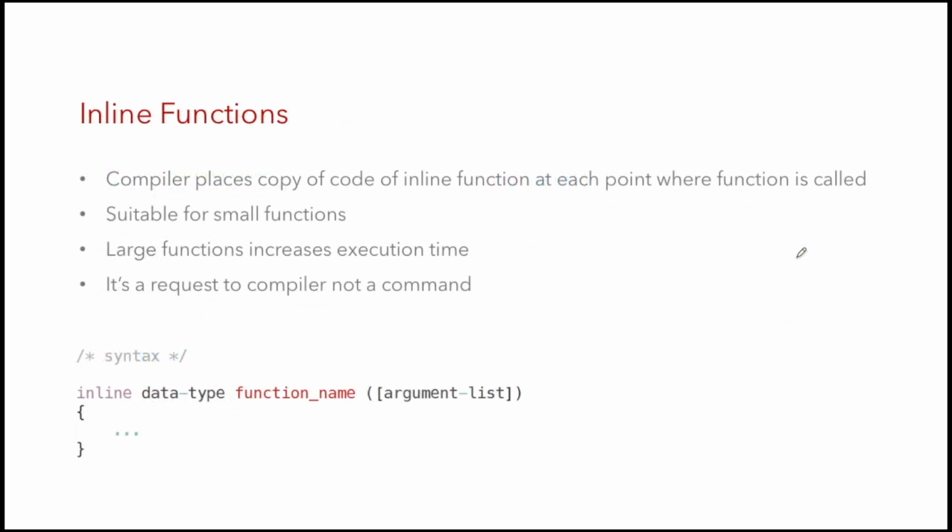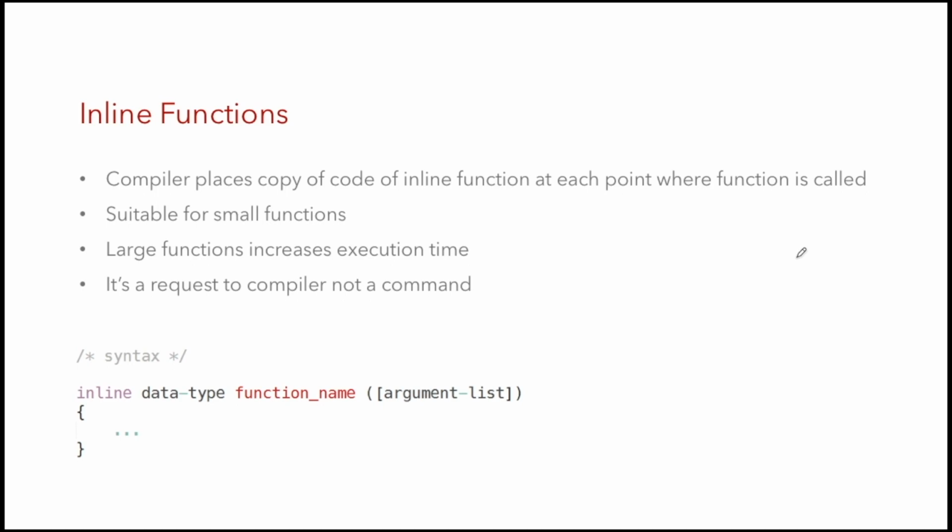Then we have inline functions. Inline functions are nothing but the compiler places a copy of the code of the inline function at each point wherever the function is called. Inline functions are suitable when you have small function definitions. In case you have large function definitions, that will increase your execution time. If you make a call to a larger function, every time you make the call, the compiler is going to replace those code lines, and it will increase the execution time.